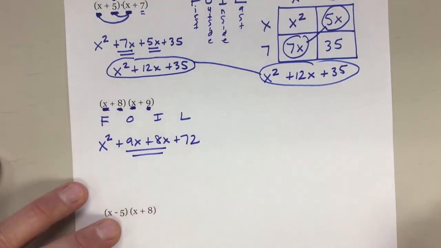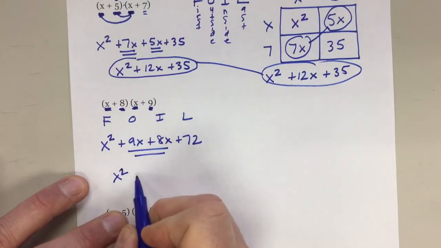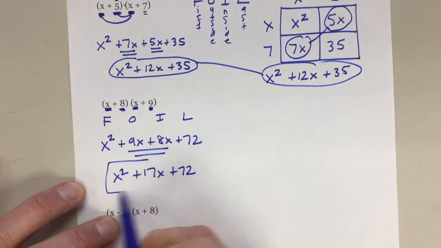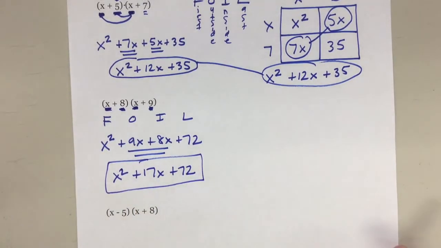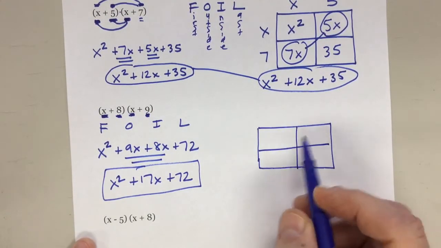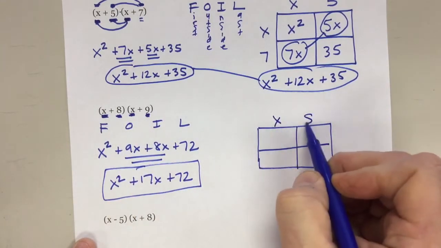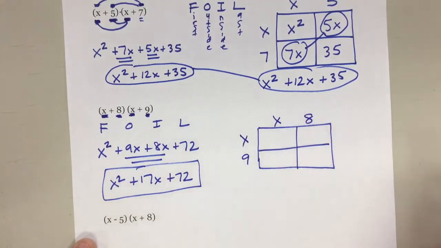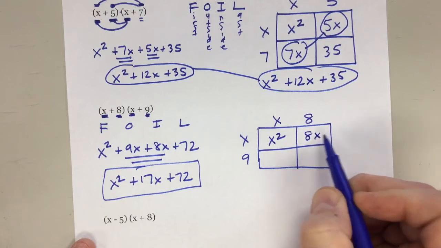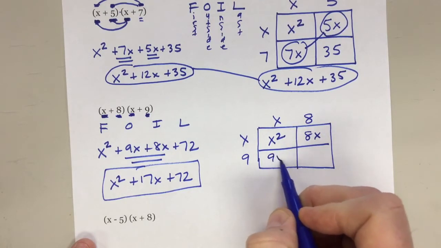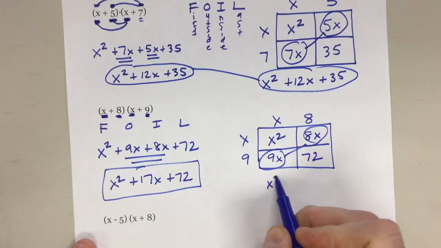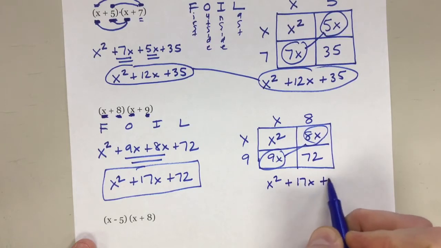And of course, those two are like terms. So adding 9 and 8 gives me 17x, and then 72. That would be my final answer. If you wish to do it using the box technique, I would write x plus 8 across the top, x plus 9 across the side, x times x is x squared, x times 8 is 8x, 9 times x is 9x, and 9 times 8 is 72. Again, the diagonals will be like terms, so adding 9 and 8 gives me 17x plus 72.